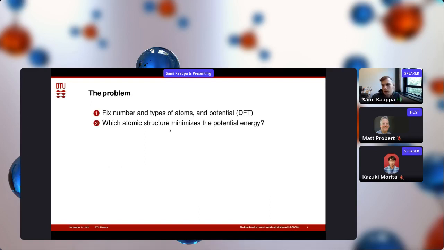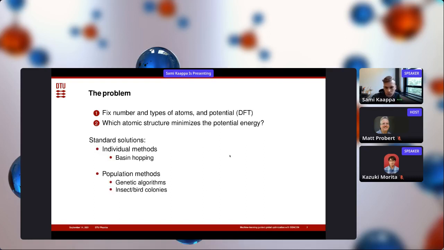So the problem we want to phrase like this. We fix the number and types of atoms, and then we fix the potential, which is DFT usually, or it's DFT for our case. And then we want to ask which atomic structure minimizes the potential energy given these constraints. The standard solutions for this are usually basin hopping and genetic algorithms. And now, because machine learning is better and faster everywhere, that's what we want to do as well. So we are using something that's called Bayesian optimization in literature.